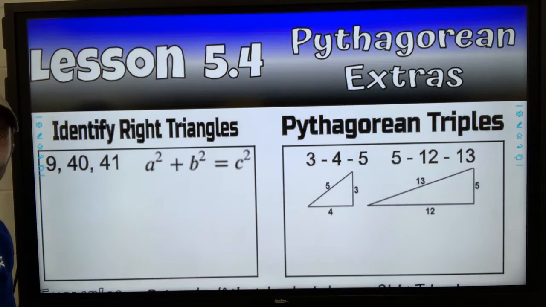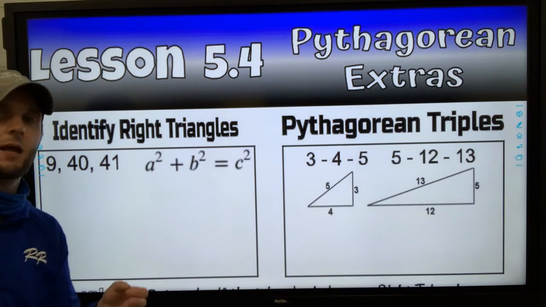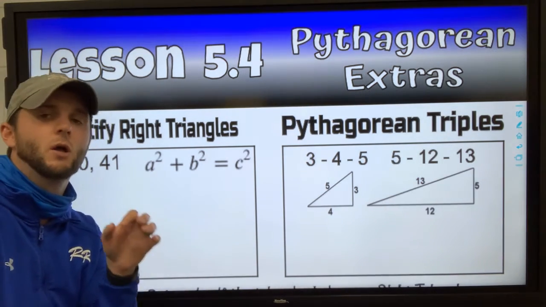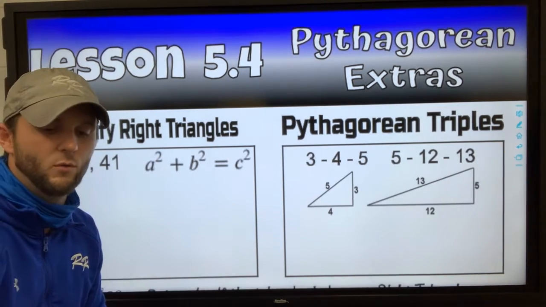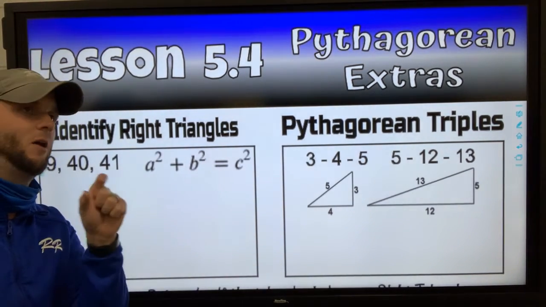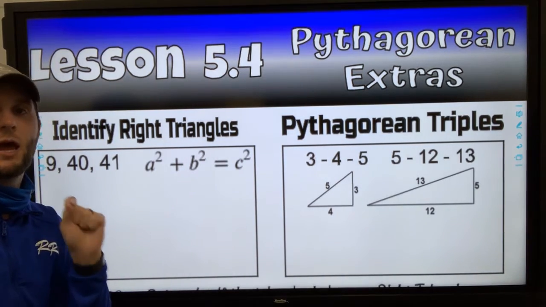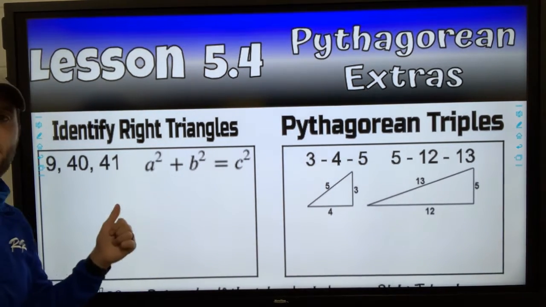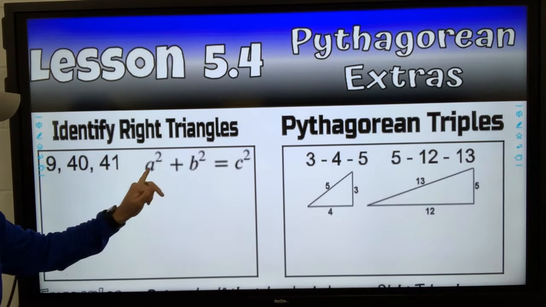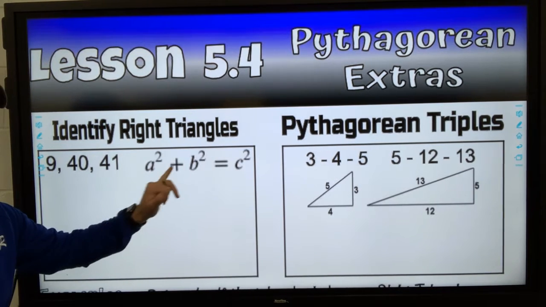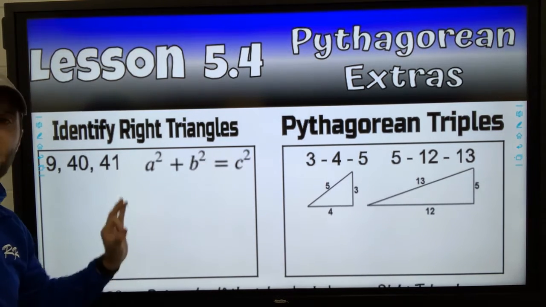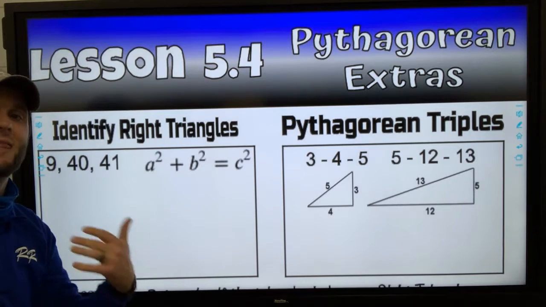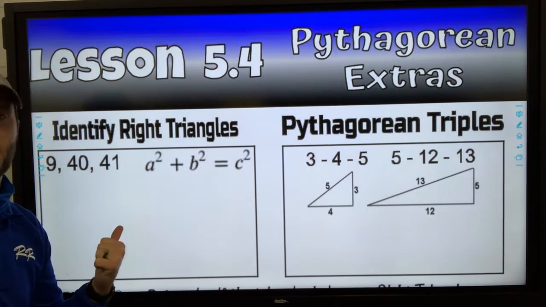Okay, so the first thing we're going to look at is this heading. It says we need to identify right triangles, meaning if you're given a triangle, or if you're given three measurements of a triangle, how would you identify or prove that it is a right triangle without knowing the degree measurement? And the way we do that is we would use the Pythagorean theorem. Basically what this means is that if I plug in the two legs, square them and add them together, it's going to be equal to the hypotenuse squared. So if I plug everything in and it turns out to be true, then that means it is a right triangle.